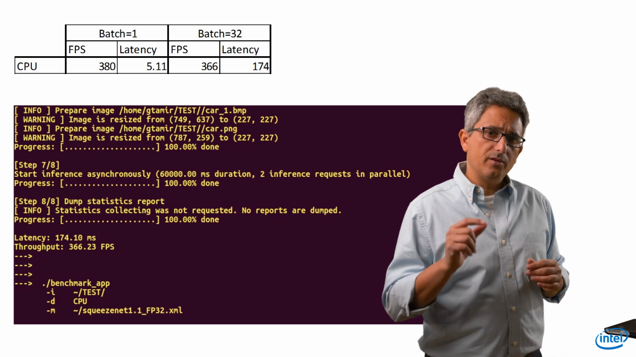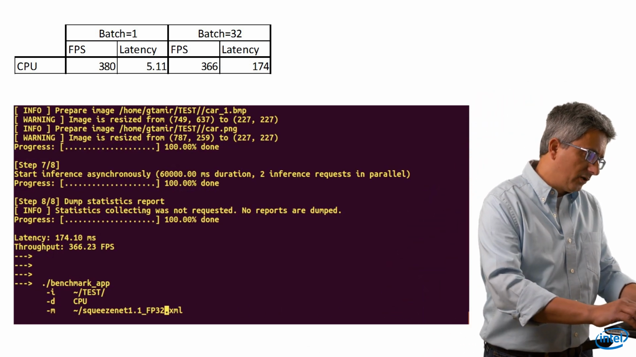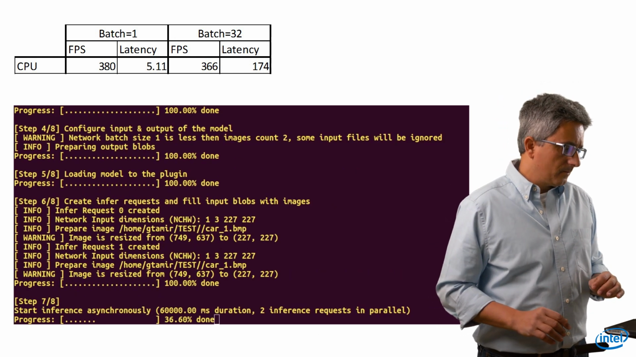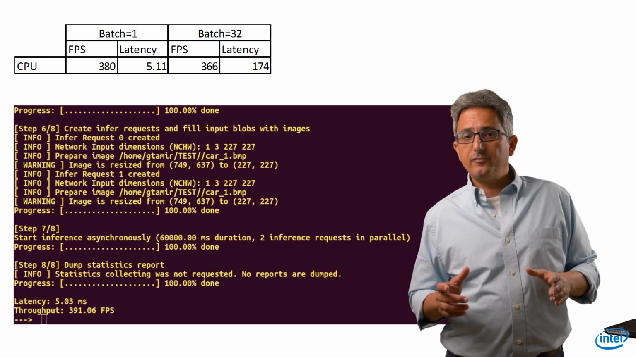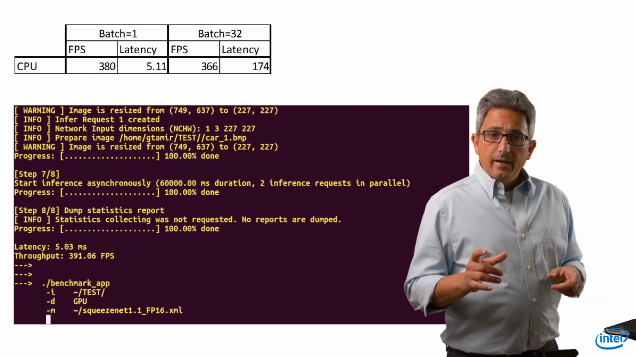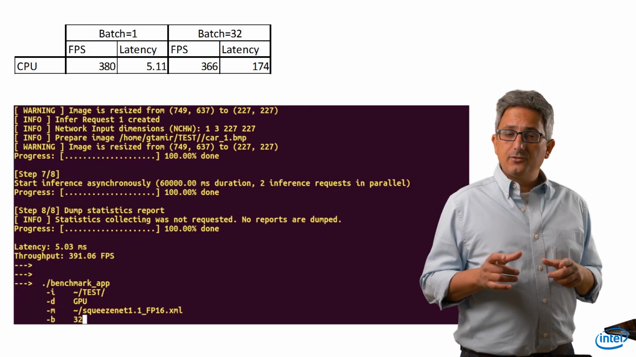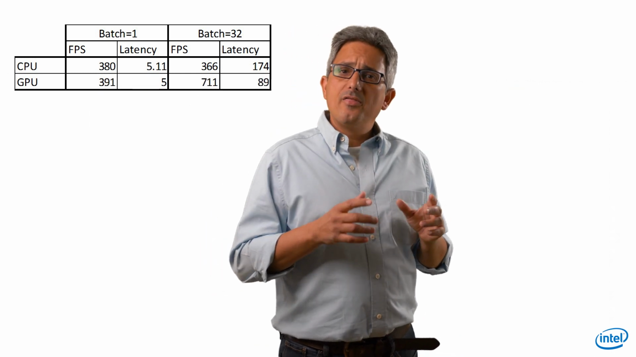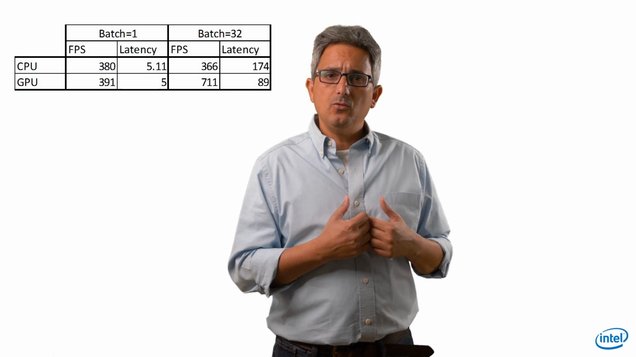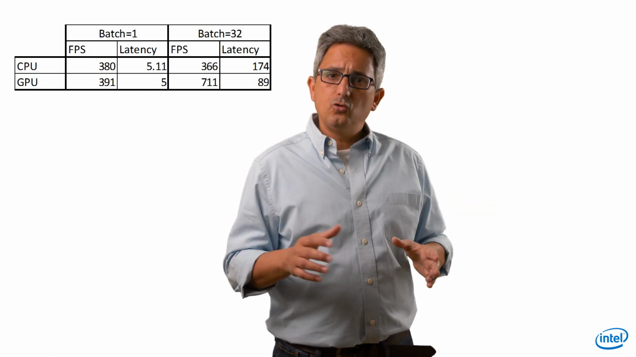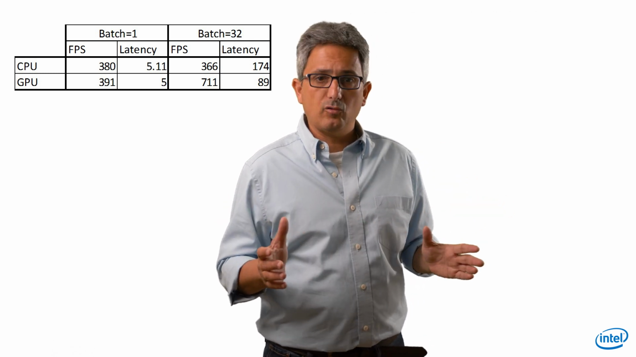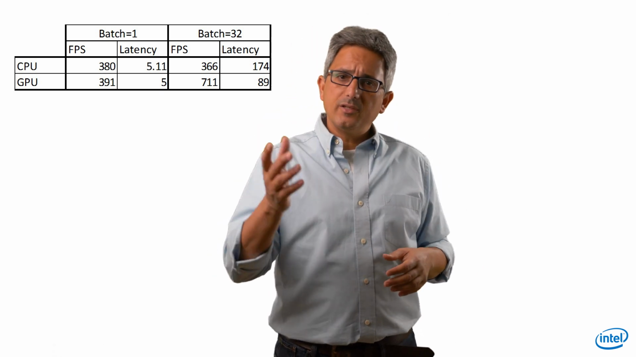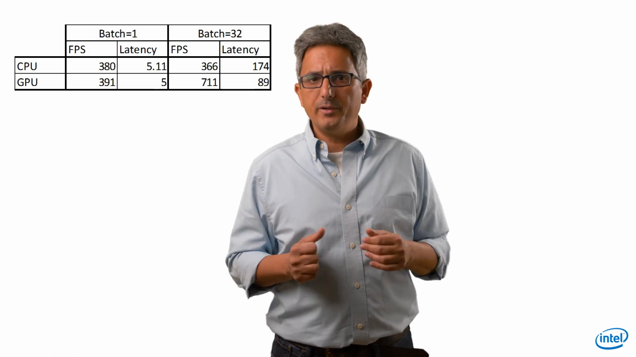Let's now run on the GPU. I'll need a floating point 16 format, and I'm getting 390 frames per second. Not bad. And on the GPU with batch 32, 710 frames per second. You can see that for my specific GPU, which has large memory, moving to batch 32 doubled the performance. And so on. I can run integer 8, different number of batches, and compare.